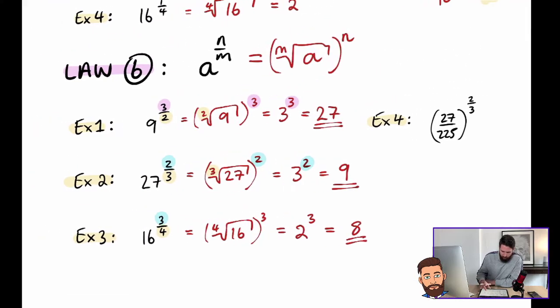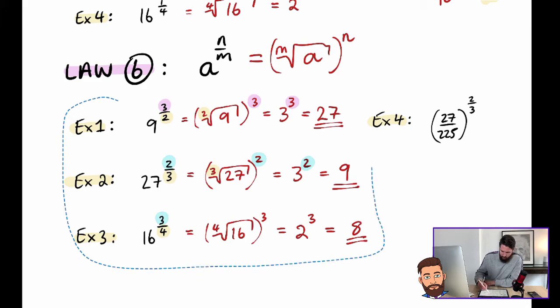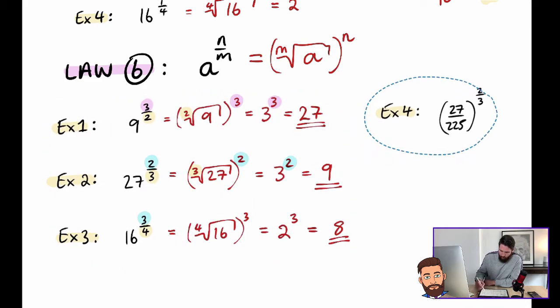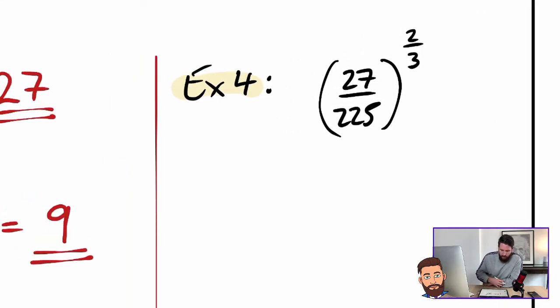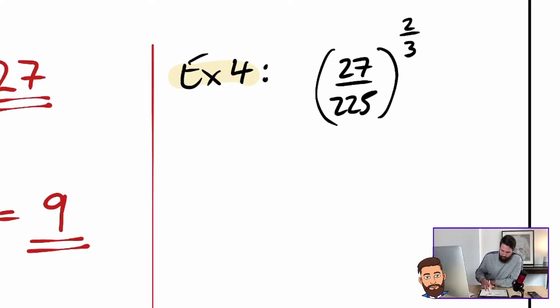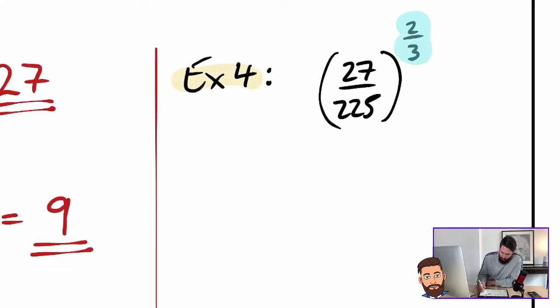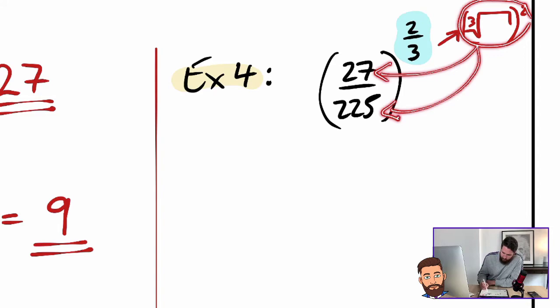So we're going to develop that into example 4 now, where, similar to the last question, a little bit more involved. It's a fraction. So a fraction raised to the power of a fraction. First of all, let's think about what our power means. What does 2/3 mean? Remember, we're going to do the cube root of whatever we've got, and then raise it to the power 2. So what does that mean? It means we're going to do this to both the top and the bottom, given our surd law.